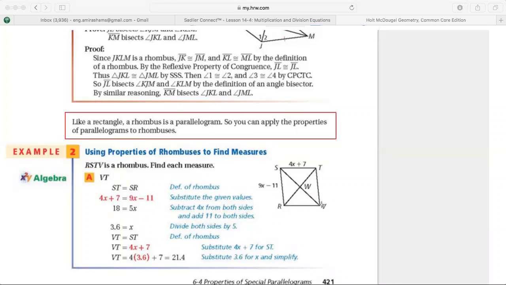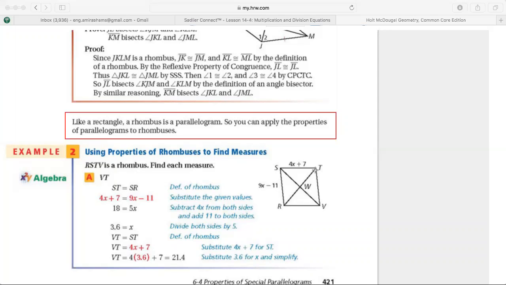RSTV is a rhombus. Find each measure. They want to get VT. As we said, all the sides of the rhombus are congruent.